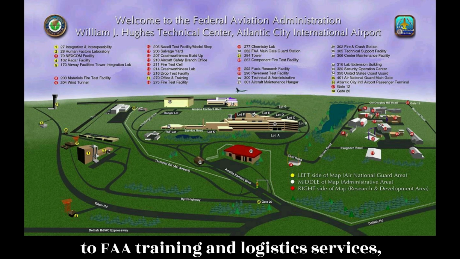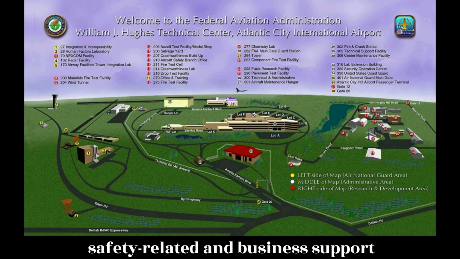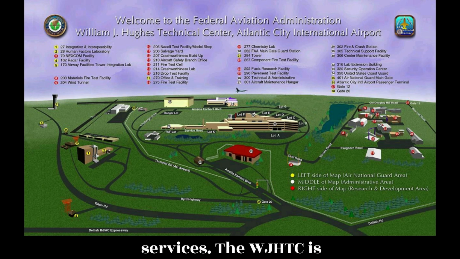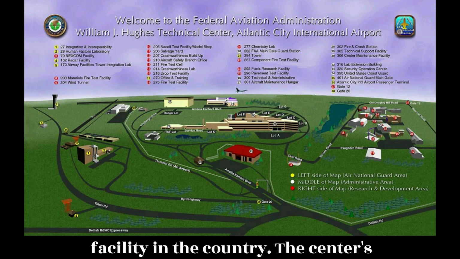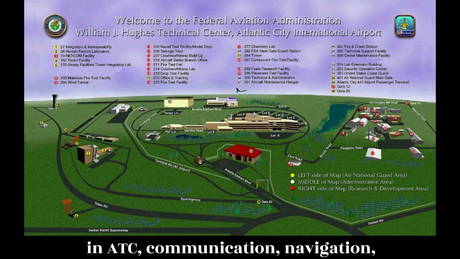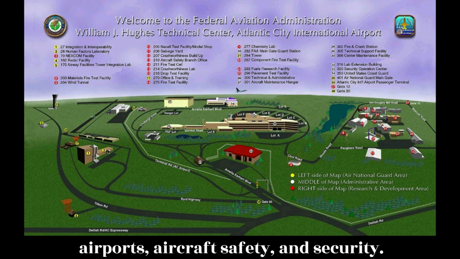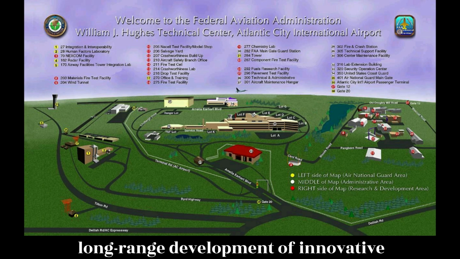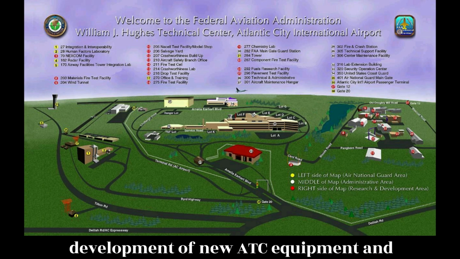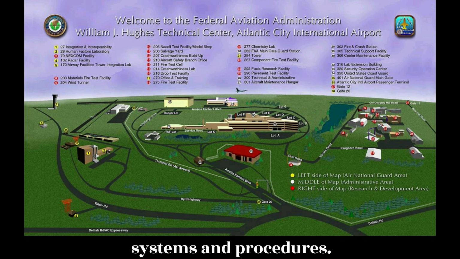Home to FAA training and logistics services, the MMAC provides a number of aviation safety-related and business support services. The WJHTC is the premier aviation research and development and test and evaluation facility in the country. The center's programs include testing and evaluation in ATC, communication, navigation, airports, aircraft safety, and security. Furthermore, the WJHTC is active in long-range development of innovative aviation systems and concepts, development of new ATC equipment and software, and modification of existing systems and procedures.